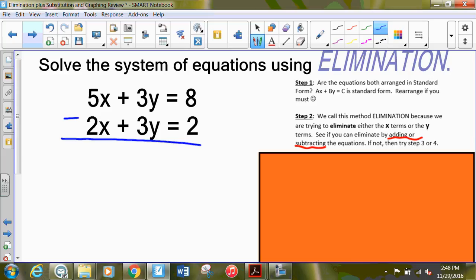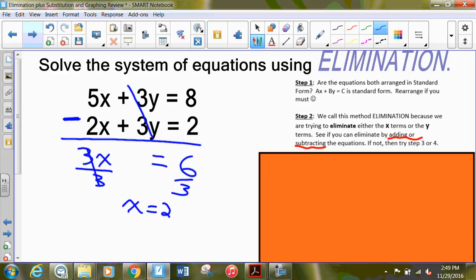So let's say 5x minus 2x is 3x. The hard thing about subtracting one equation from the other is you have to remember to keep subtracting as you move down the equation. So we'll have 3y minus 3y, which if you put 3 minus 3 in your calculator, you'll see it goes away. It's a 0. So we bring down our equal. Then 8 minus 2 is 6. So once again, we're left with an equation that we can solve. And we get that x equals 2.